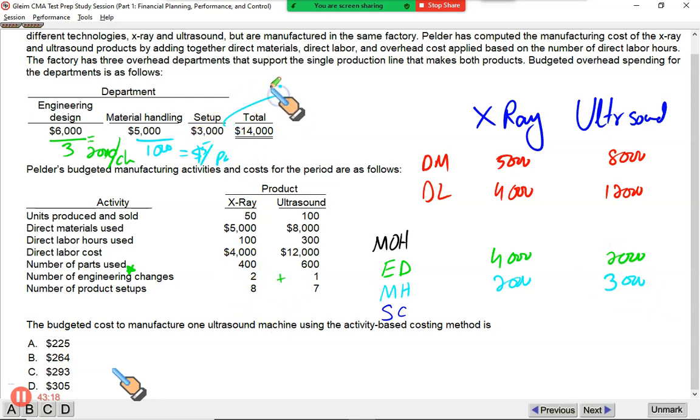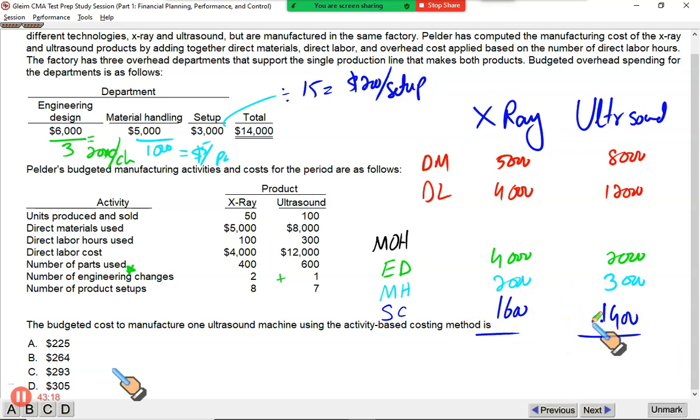The last, setup cost, has a size of $3,000, and how many setups are we expecting? 8 plus 7, so there are a total of 15 setups, which means 3,000 divided by 15 is $200 per setup. So $200 per setup is the rate per activity unit. 200 multiplied by 8 means that 1,600 will go to X-rays, and the remaining 7 multiplied by 200 is 1,400.